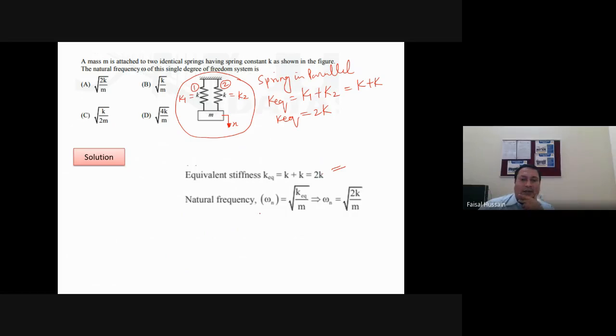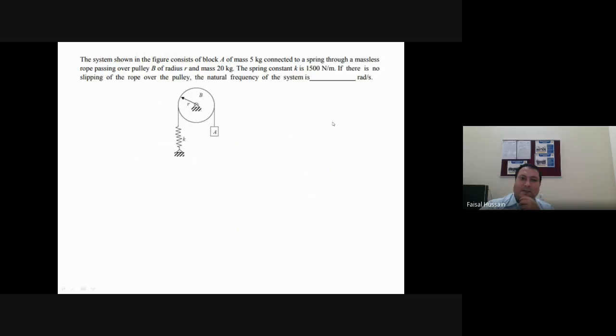And what is omega n? Omega n is root of K by m. So instead of K, substitute K equivalent, and K equivalent is what? 2K. So here instead of K, I am substituting twice K. Okay, so root of 2K by m. So this is your answer. Very simple, 1 mark. See, just the basic, nothing else.